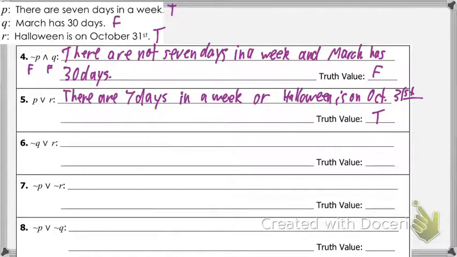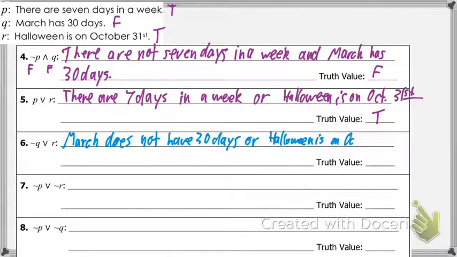Oh, nice. Okay, I want you guys to try number 6. Not Q or R. Number 6. Liam's going to help me out here. Go ahead, Liam. March does not have 30 days, or Halloween is on October 31st. Very good. March does not have 30 days, or Halloween is on October 31st. What's the truth value here?